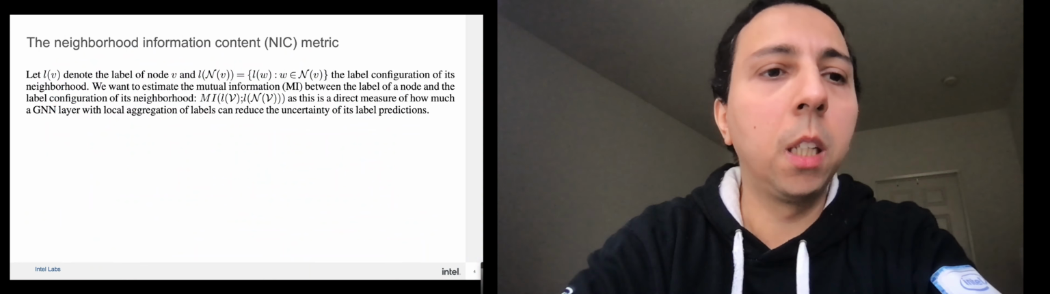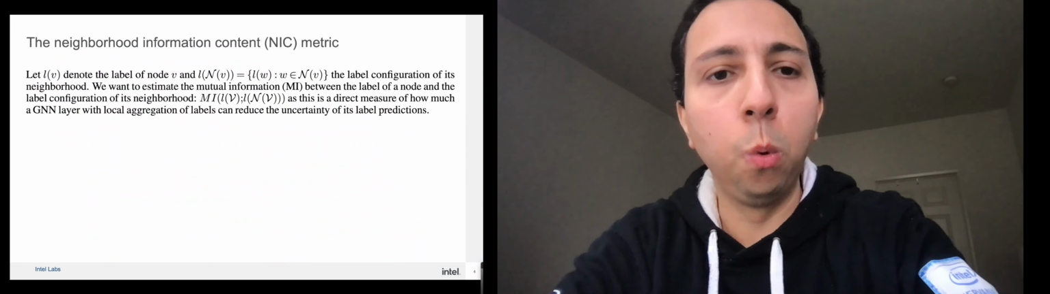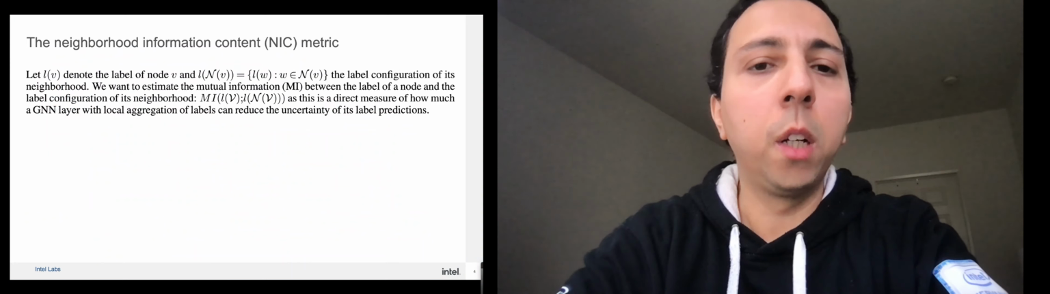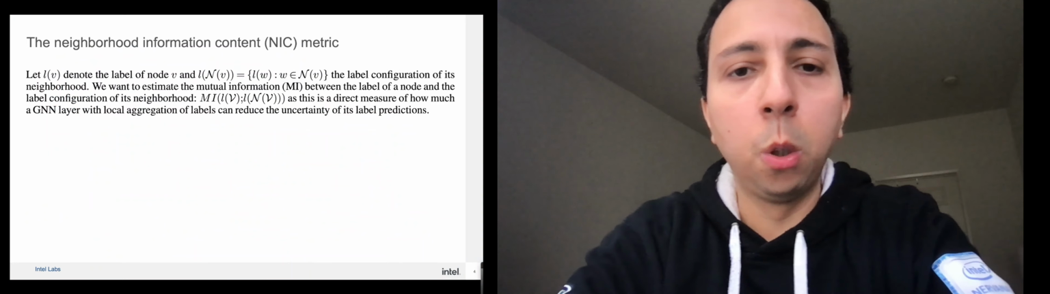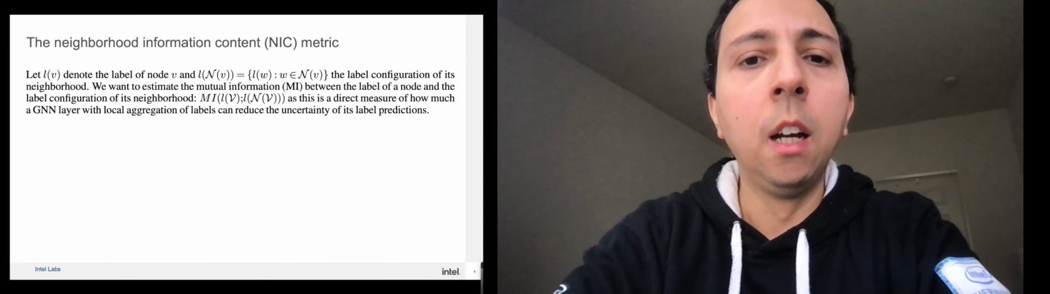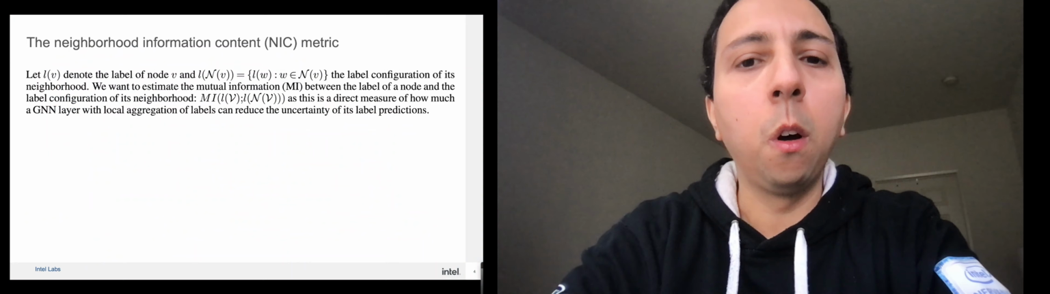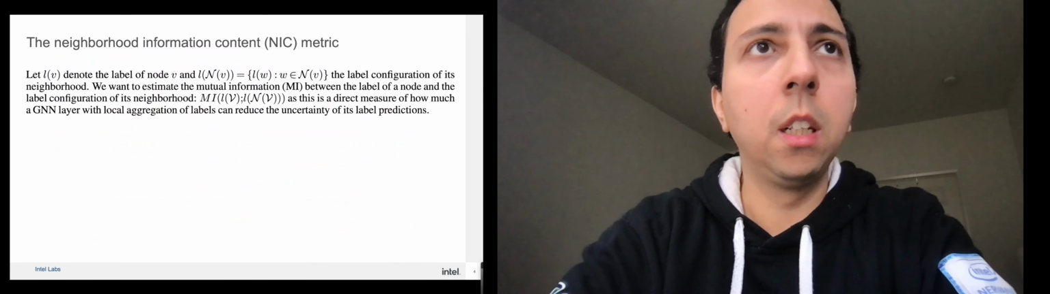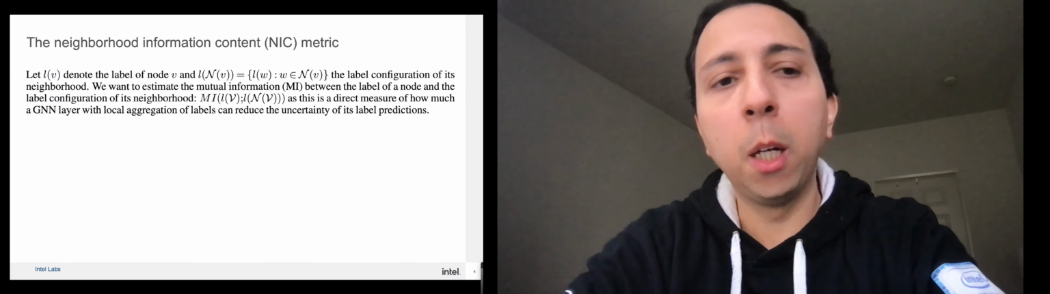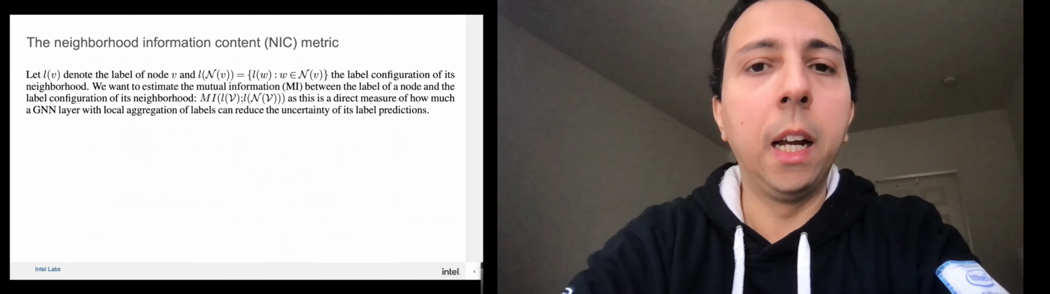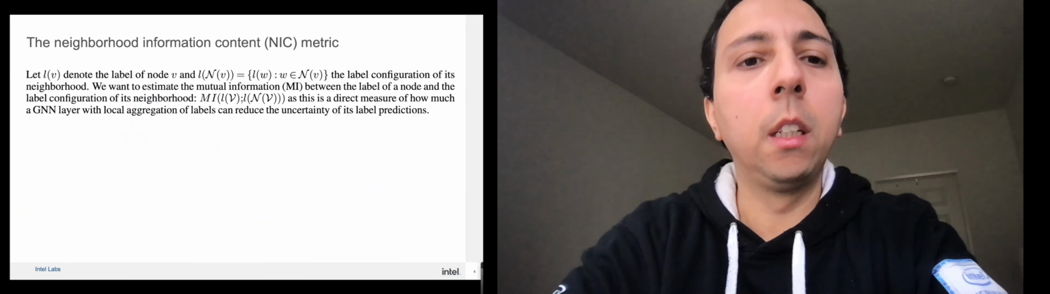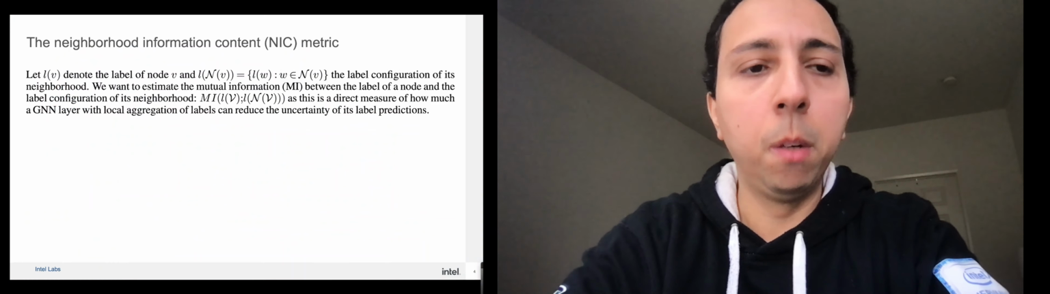The derivation of the metric starts by looking at the mutual information between the label of a node, L of V, and the label configuration of its neighborhood, L neighborhood of V. L neighborhood of V is a set that can have a variable size, and it's simply the set of the labels of nodes that are neighboring to node V. So this mutual information is a direct measure of how much a vanilla GNN layer can reduce the uncertainty of its label prediction by observing the labels of neighboring nodes.